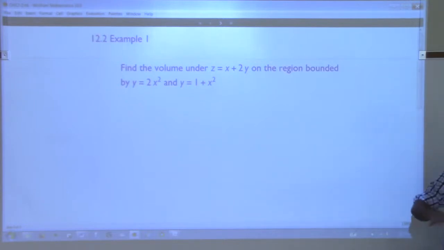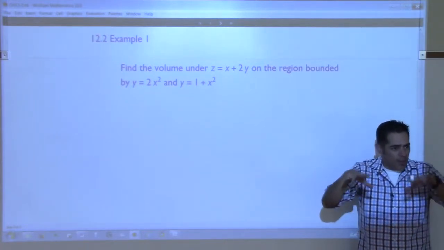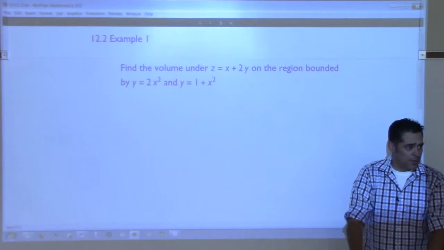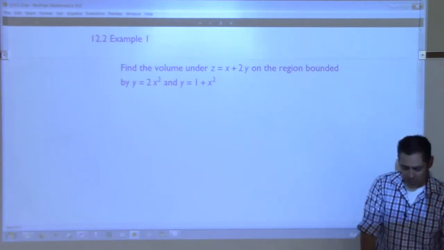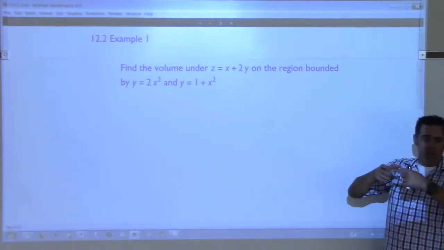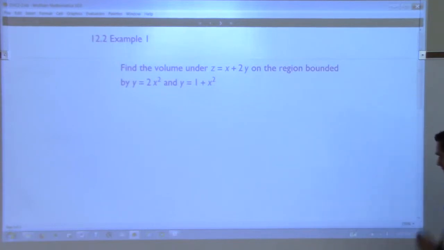So do y'all understand we have a plane? But then on the ground, we've got these two curves. And we're trying to find, if you take the region between those two curves and push it up into the plane, what's the volume underneath it? So what do you think I should start with here? Where should I start?